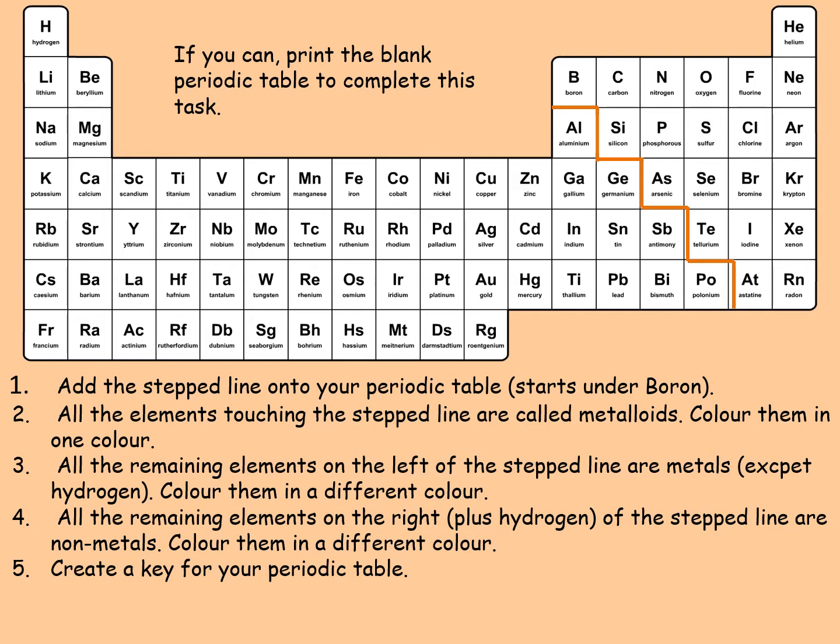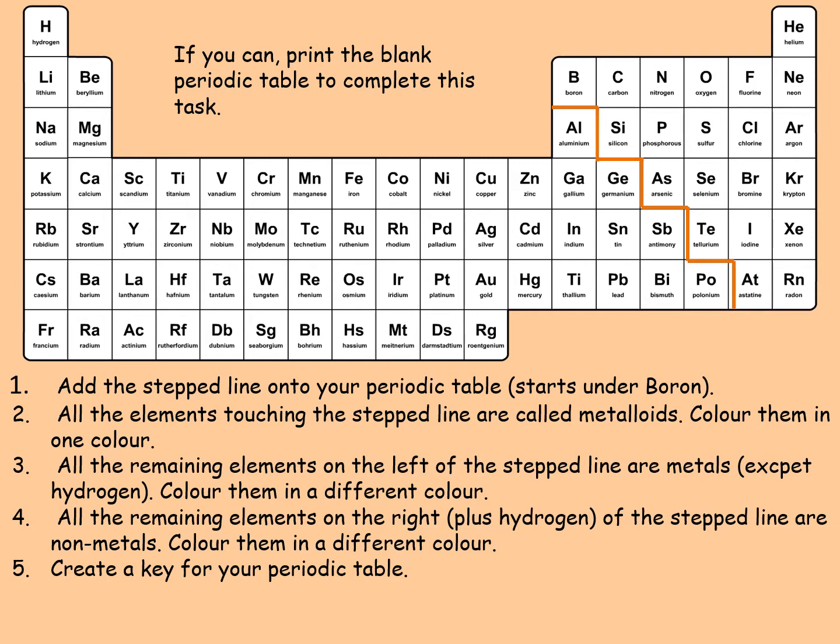So the stepped line over here, starting underneath boron, shows a division between metals and non-metals. Now, along this line as well, we'll find the metalloids. Metalloids are elements that have similar properties to metals and non-metals. So they are neither categorized as metals or non-metals. We call them metalloids instead. And they're all around this line. So we start with boron at the top, silicon, germanium, arsenic, antimony, tellurium, polonium. Now, those are our metalloids.